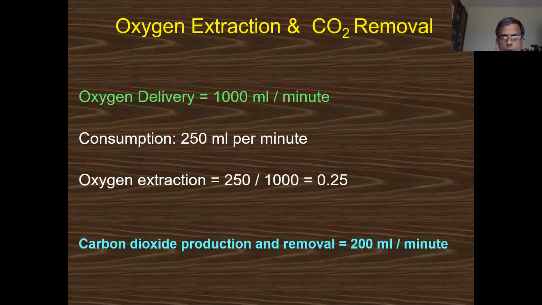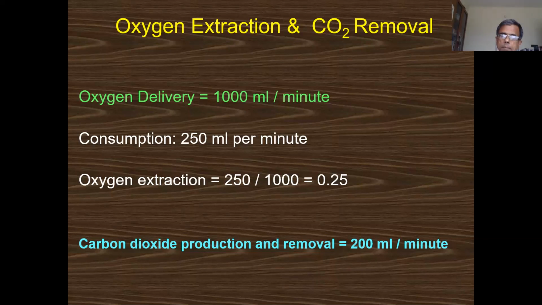The consumption is 250 ml per minute. That's the basal. Of course, if you're sick or you're running, you need much more. So the oxygen extraction is 25%. 0.25 is the oxygen extraction. So there's a lot of buffer for oxygen. I mean, not a lot, but enough.